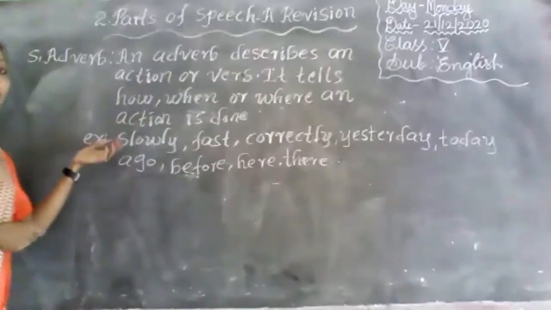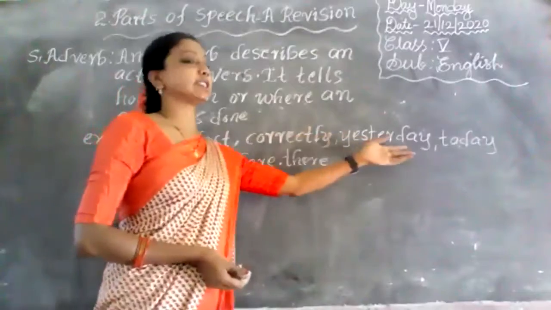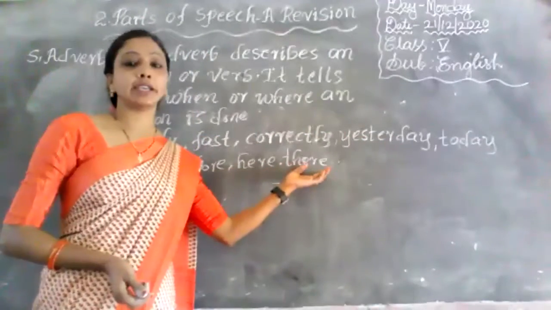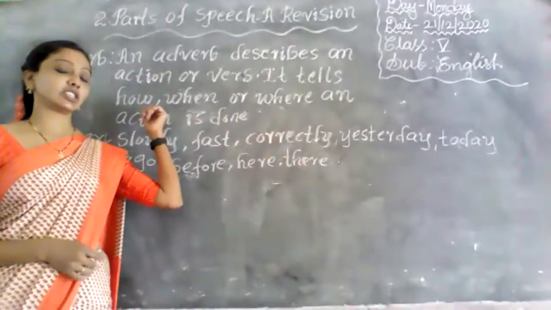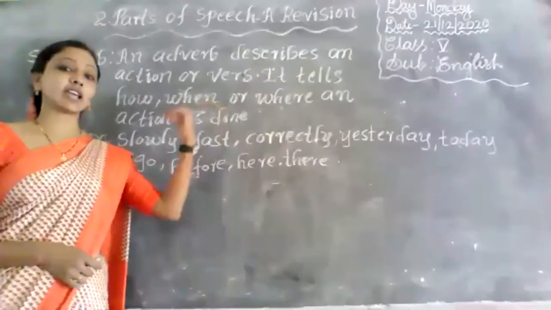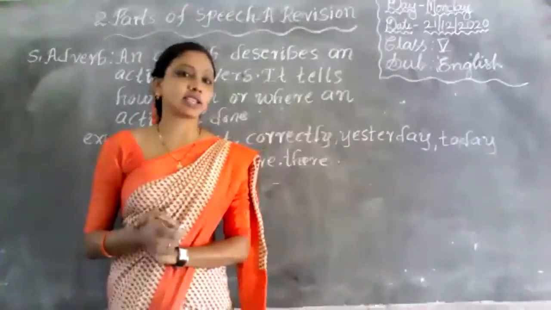Look here, examples of adverbs: slowly, fast, correctly, yesterday, today, ago, before, here, there. These are the examples of adverbs. For example, just as we have discussed, it tells how, when, and where an action has been done. For example, how the action has been done.